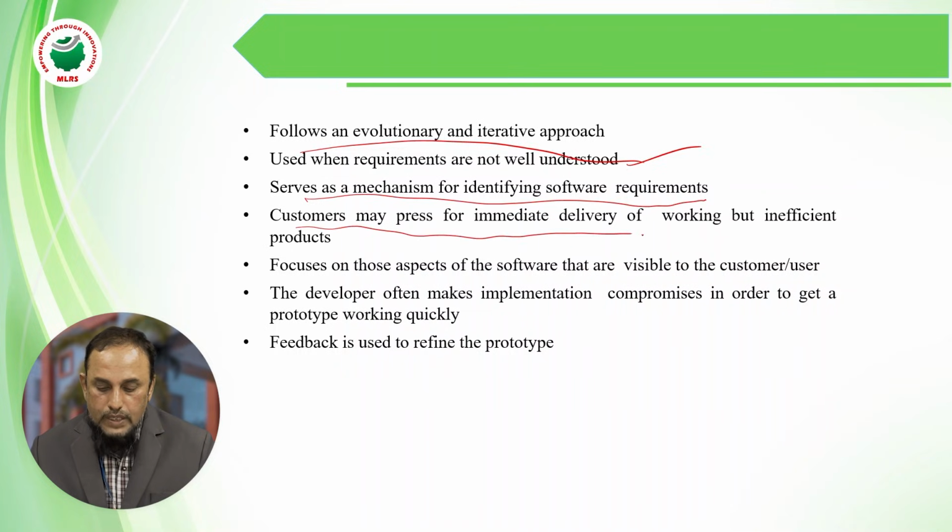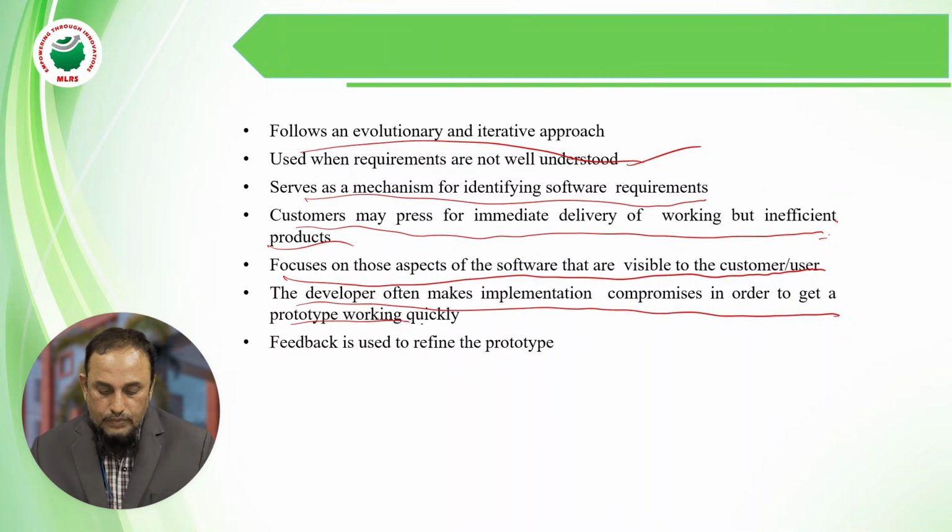Customers may press for immediate delivery of a working but efficient product. If the customer wants the product in an urgent manner, then we have to go for this evolutionary prototype model. But efficiency and performance of the software product cannot be achieved in a small time. So we focus on those aspects of the software that are visible to the customer. The developer often makes implementation compromises in order to get a prototype working quickly.